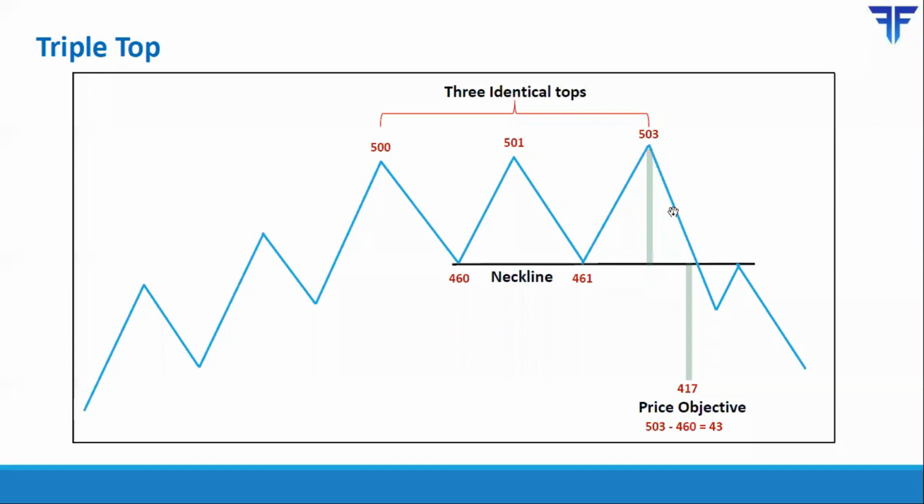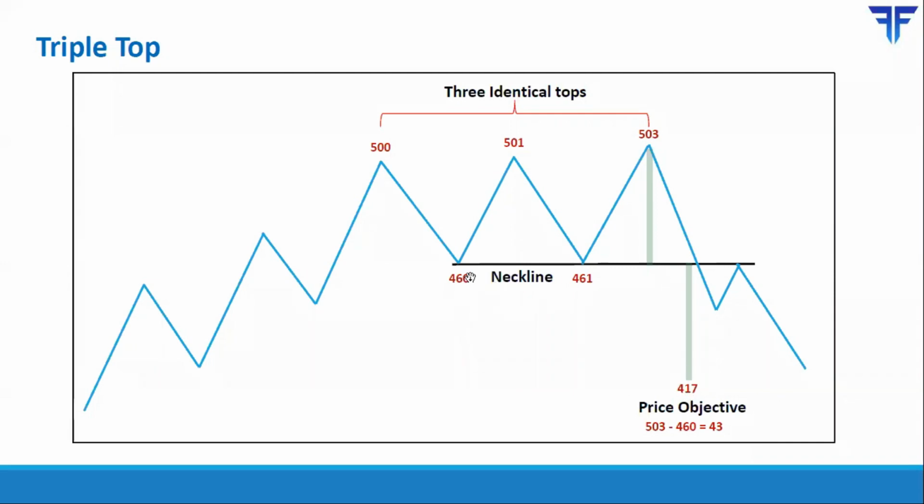Once price breaks below the neckline, you can initiate a short position. And when you initiate a short position, how do you calculate your target? It's again the same logic. You calculate the vertical distance between the high and the neckline, and then you subtract that vertical distance from the neckline. So this distance, which is 503 minus 460, will be subtracted from the neckline of 460. So your price objective in this particular case was 417.